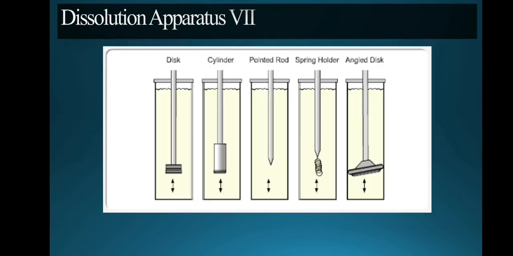So here is the design for apparatus 7, which has different types. First one is disc, then cylinder, point head, spring holder and angle disc. We can use this apparatus as per our need.